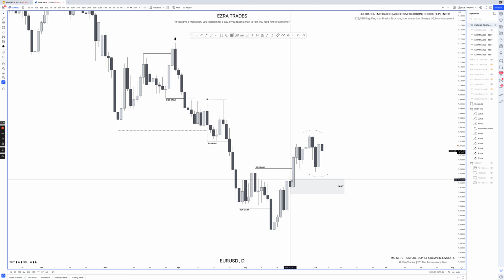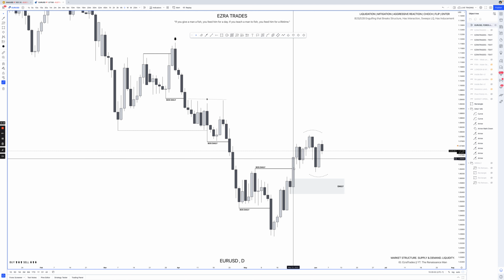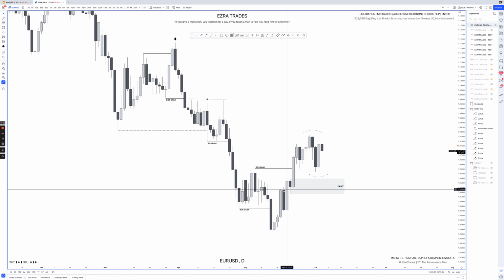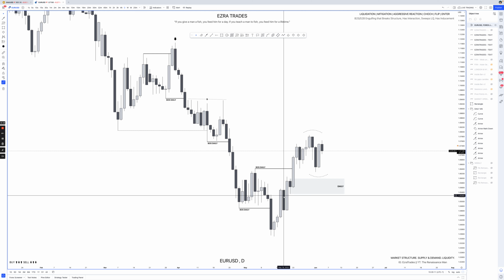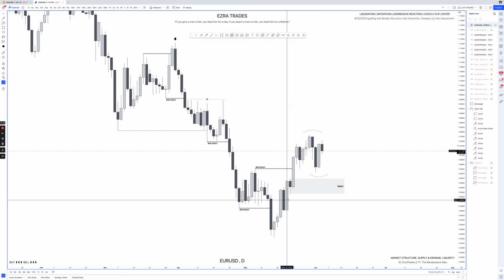This one is the best one because it specifically broke structure and has imbalance. If we look at this one here, maybe it has some interaction here, but we don't have an imbalance here very much, right? At least not on the daily time frame. Anything in here probably on the 4-hour would be cleared up, and we would look at that then.